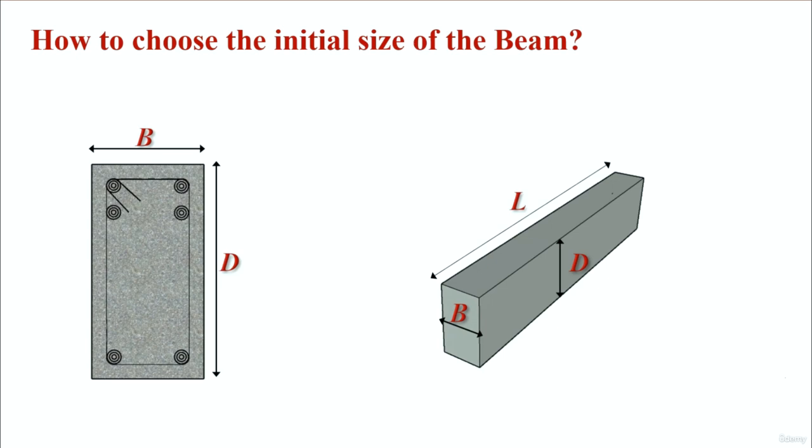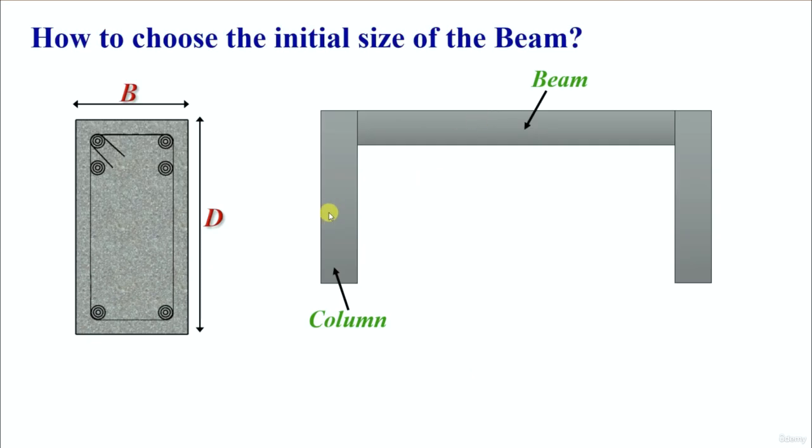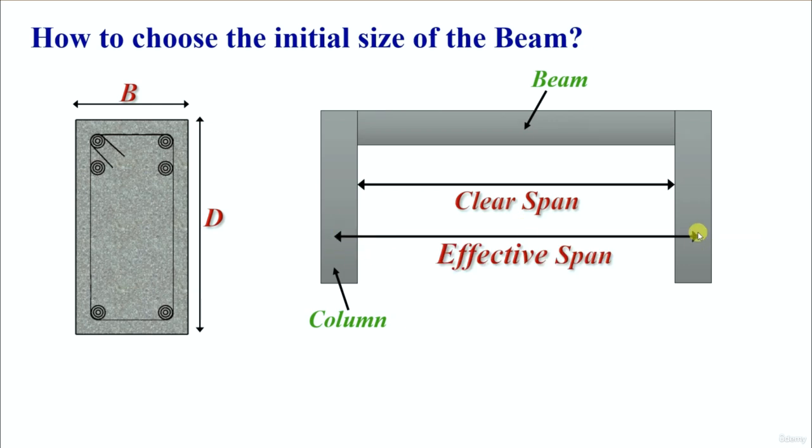The next structural member is beam. This is the cross section of the beam which has breadth and depth. So here we are having length, breadth and depth. So these three are the important dimensions of beam. Here this beam is supported by column. The distance between column to column is clear span. The distance between center to center of the column is called effective span.